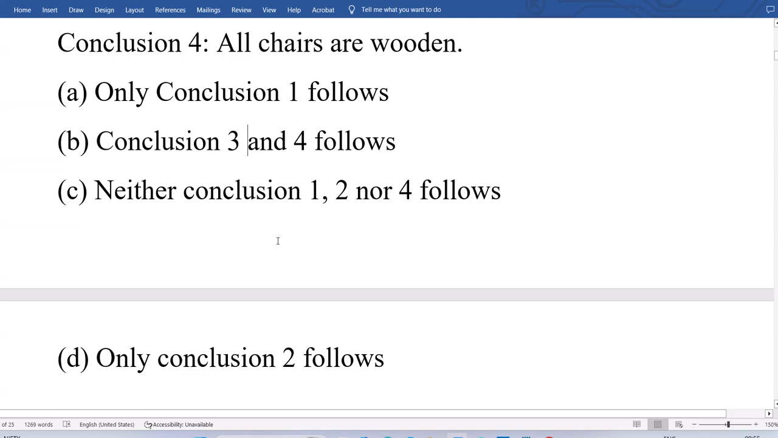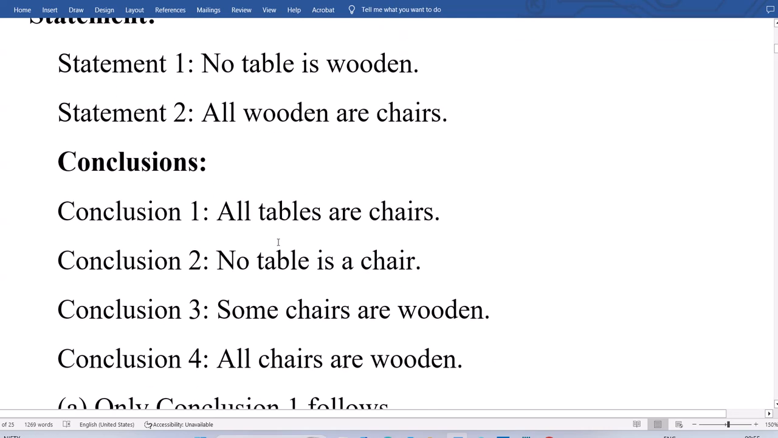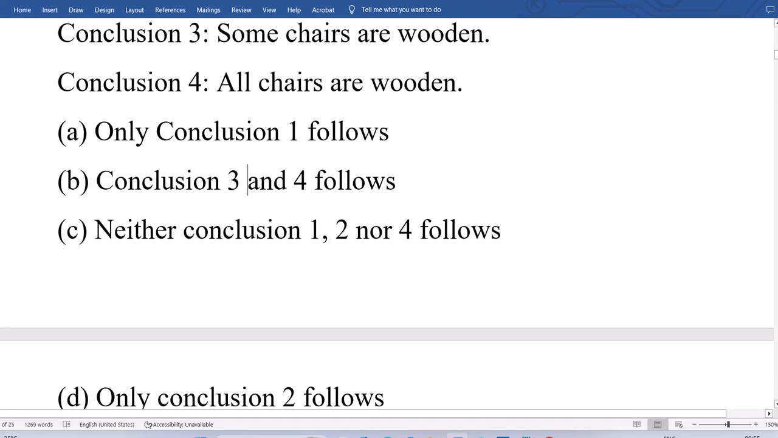Next. Only 3 follows. See, that's the good thing in this question, that's what I'm telling you. One important learning: only 3 follows is not there in the options, but they said neither 1, 2 nor 4, which means it indicates only 3 follows. Option C. We are searching for only 3 follows but it's not available. They have given it indirectly as option C here. 1 is wrong, 2 is wrong, 4 is wrong. It conveys that 3 follows. They didn't give it directly.